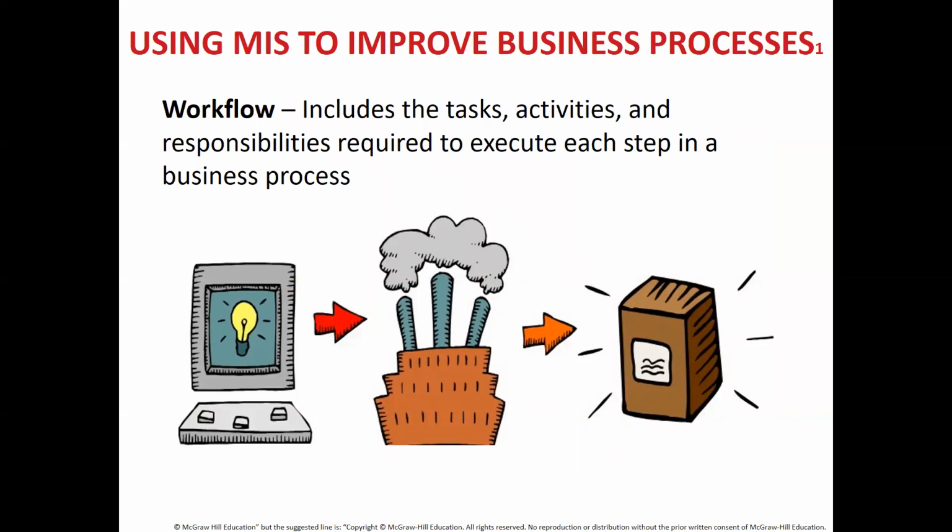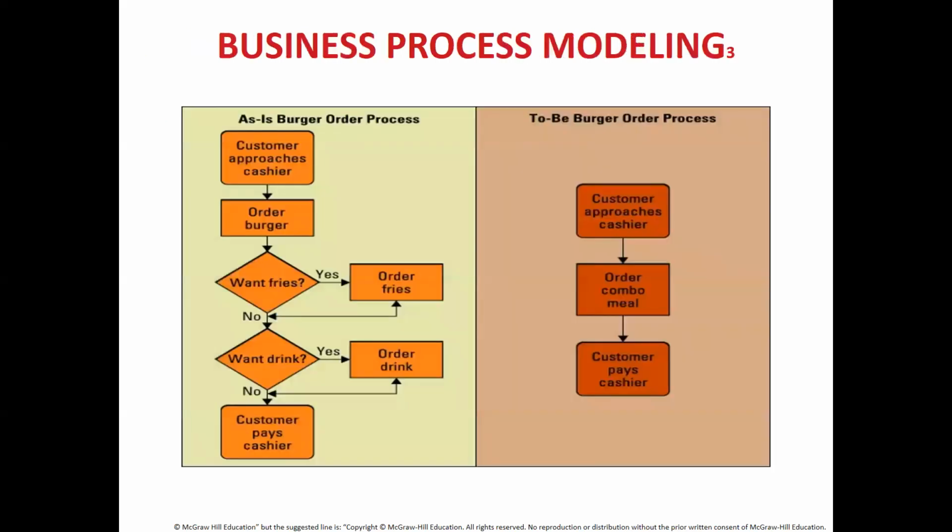Next up is workflow. Now, the workflow includes tasks, activities, and responsibilities required to execute each step in a business process. That's pretty simple. Okay, let's go back to the previous slide, before we go into workflow. If I would ask you to think of an as-is order process and a to-be order process, and what improvements you'd make. As-is is what is happening in a certain business or organization, and to-be is what you want it to be improved into.